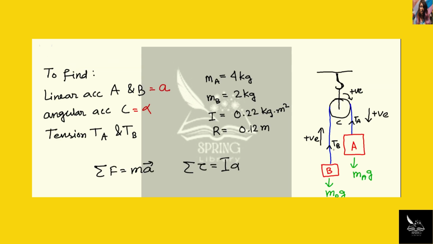Now for B, we'll be having TB minus MBG, which is equal to MBA. And as we see here, tension and the positive direction are on the same side. That's why TB is positive, but this is negative because this is in the opposite direction. Okay, so that concludes the linear part.